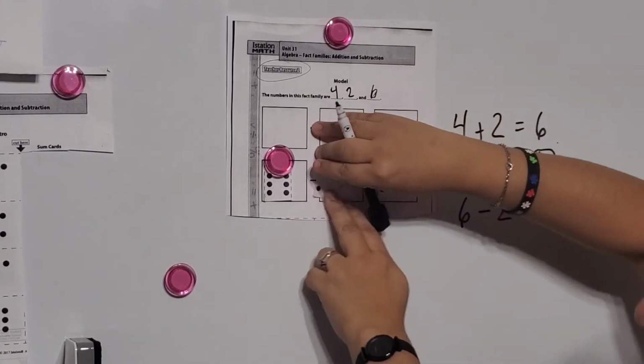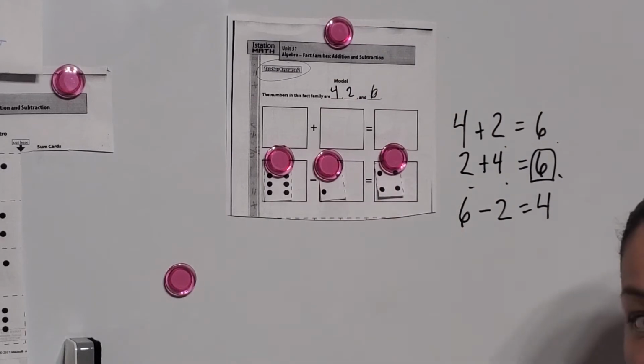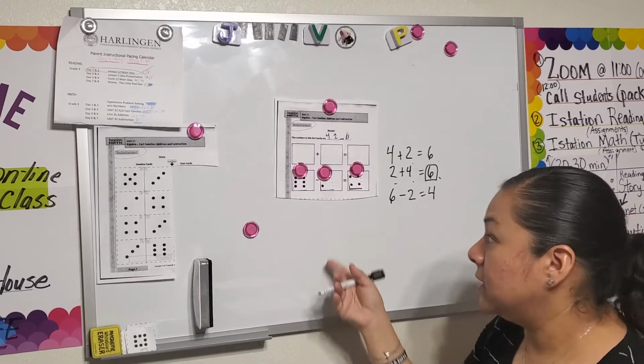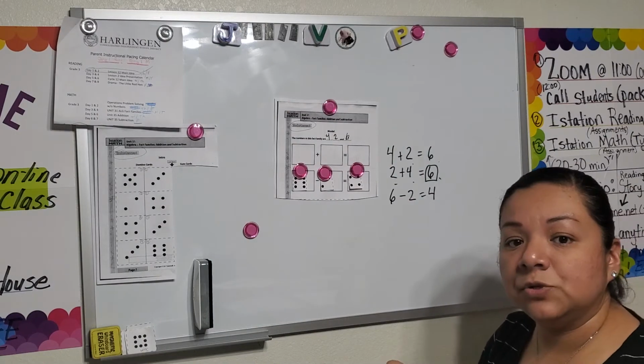Okay, you see how I didn't use any other digits? I'm using the same ones. This is why it's called a fact family. Okay, so now I know 6 minus 2 equals 4.